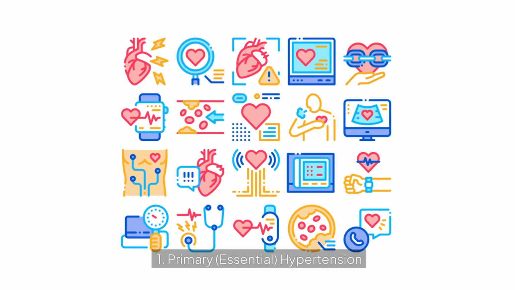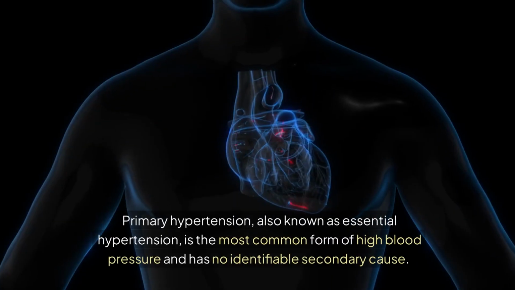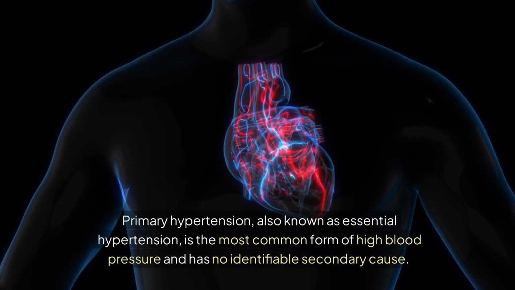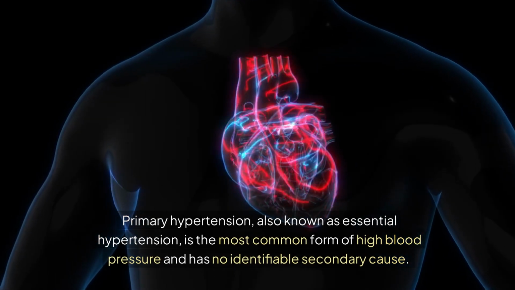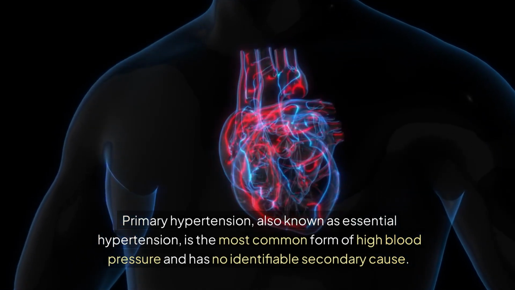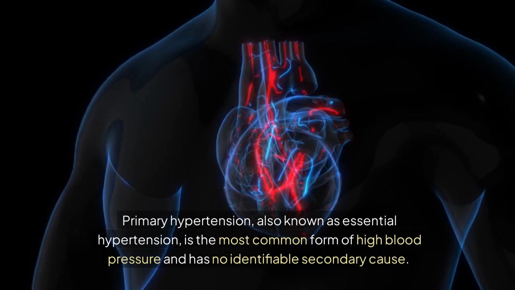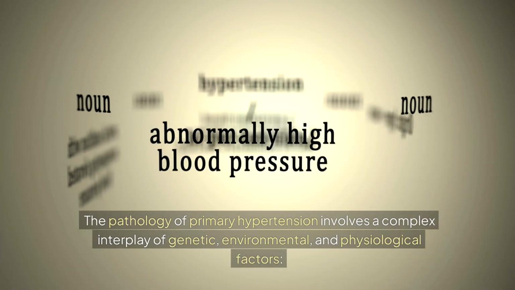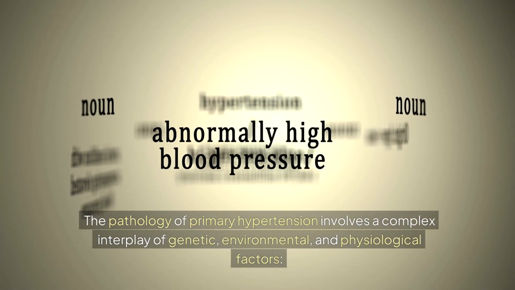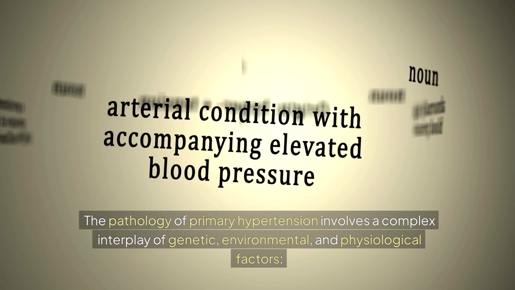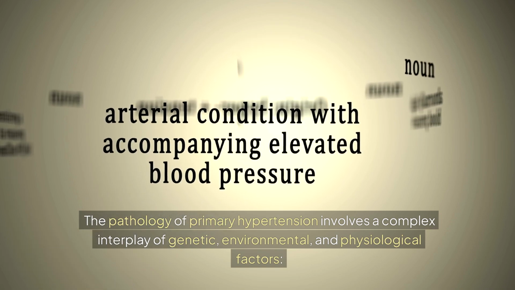1. Primary essential hypertension. Primary hypertension, also known as essential hypertension, is the most common form of high blood pressure and has no identifiable secondary cause. The pathology of primary hypertension involves a complex interplay of genetic, environmental, and physiological factors.